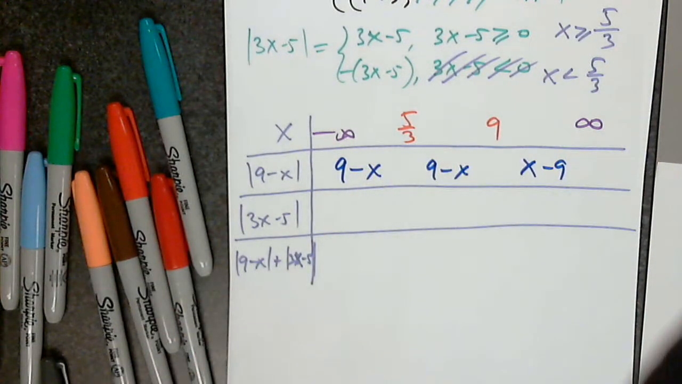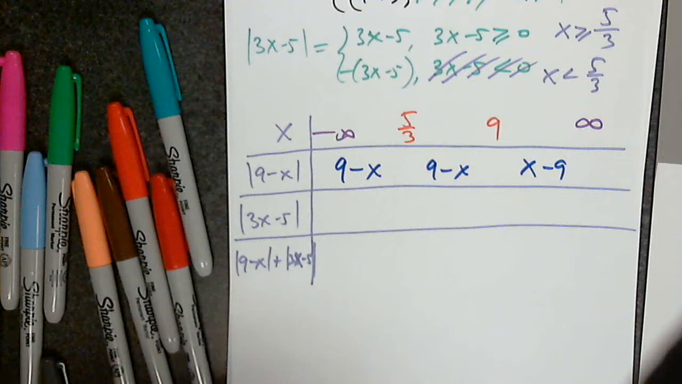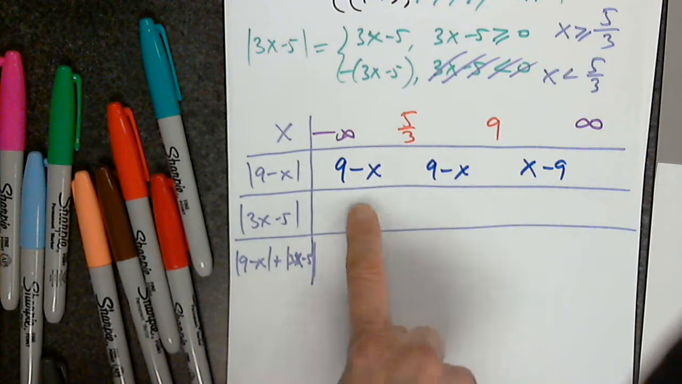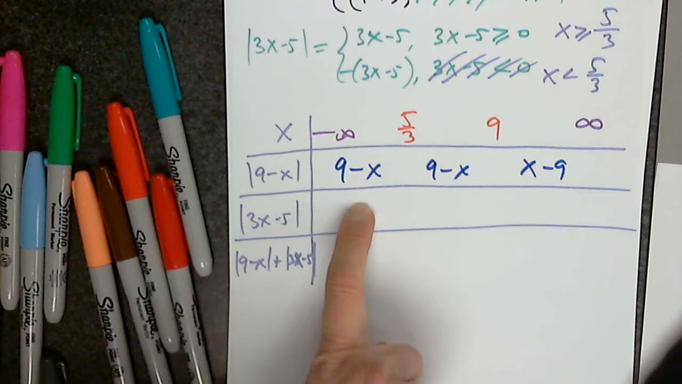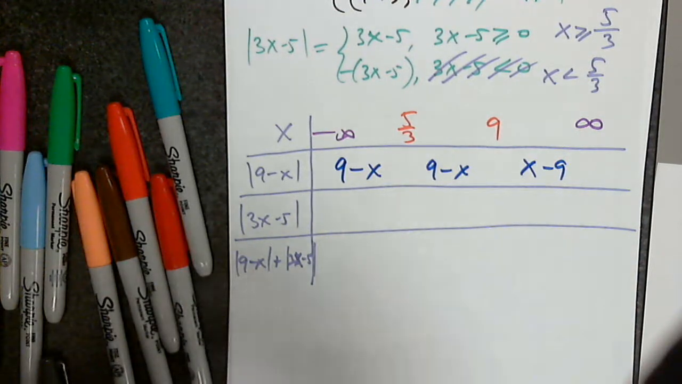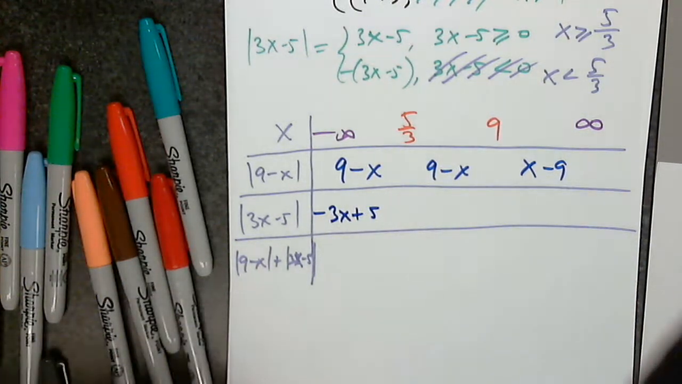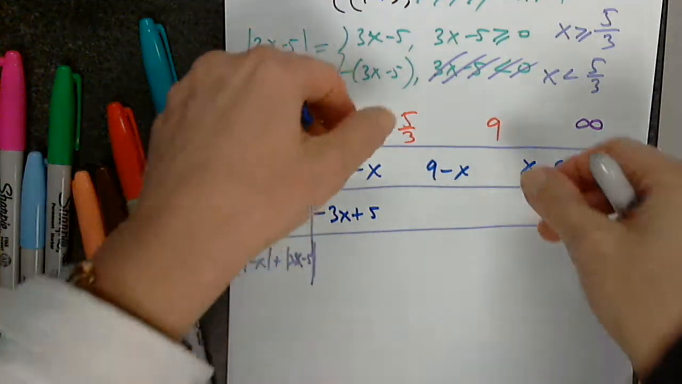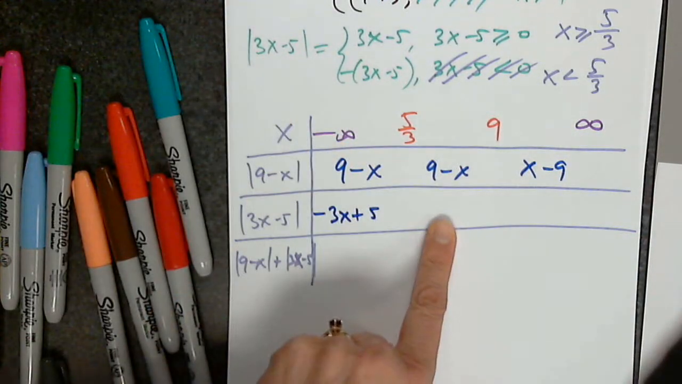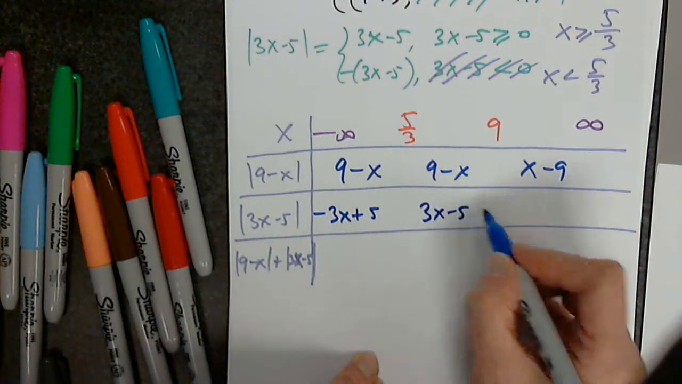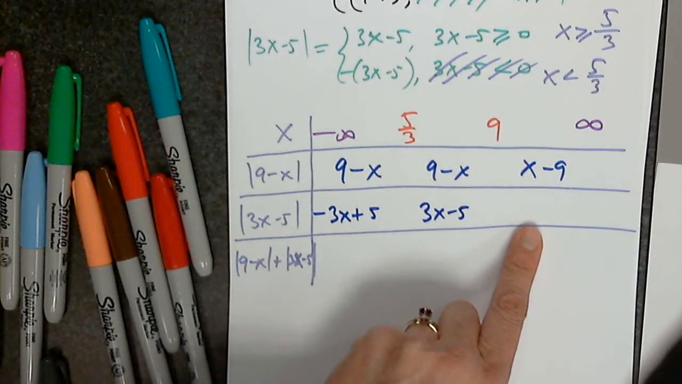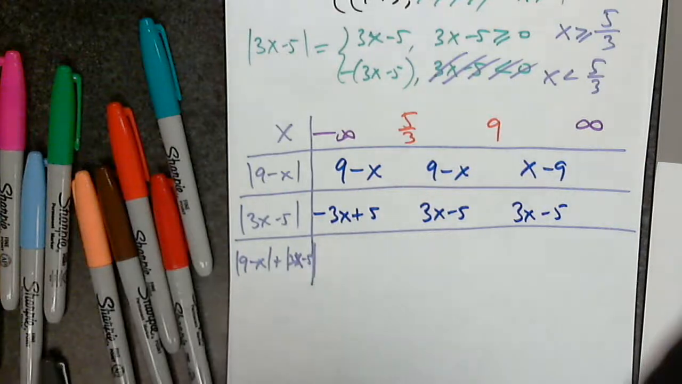So how will I write the second one then? Between these two, what will I write for this? What can I replace it by? Right. Negative 3x, you're right, plus 5. I want to eliminate parentheses. Awesome. What do I write between 5/3 and 9 for the same one? 3x. Right. And between 9 and infinity, what do I write? 3x. Right. Is that better? It's just reading it carefully and finding where it belongs.